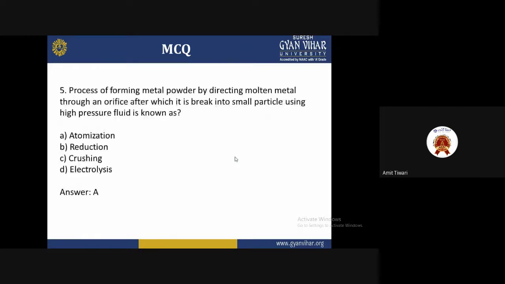Another question is related to forcing molten metal through an orifice, which breaks into small pieces by fluid pressure. So there are some conditions which we are operating for that. These are some factors which affect machining operation. So atomization and reduction and crushing and atomization, these are some breakdown of the material.